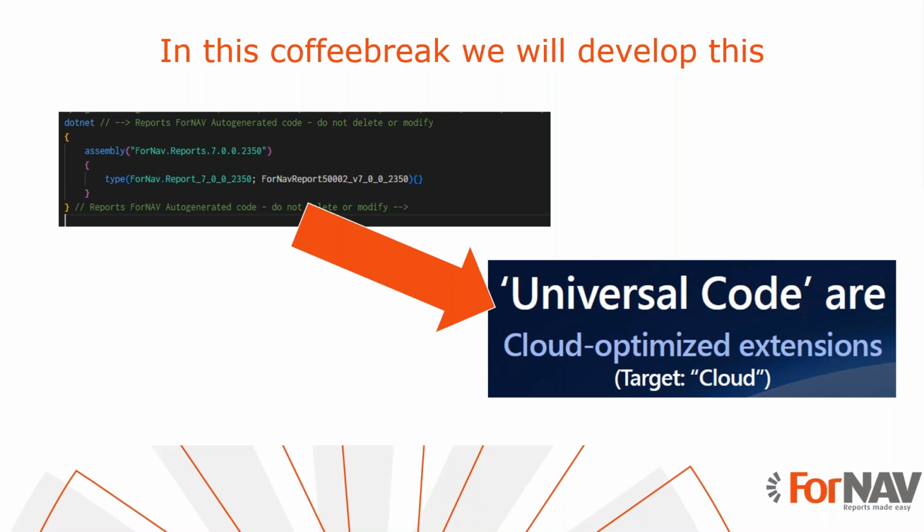There are some technical differences between the DLL-style ForNAV reports and the new Universal Code reports. First, the DLL-style reports reference the ForNAV DLL. Then there are the custom layouts. In the DLL version of ForNAV, these are based on RDLC files. In the Universal Code version, they are based on docx reports.